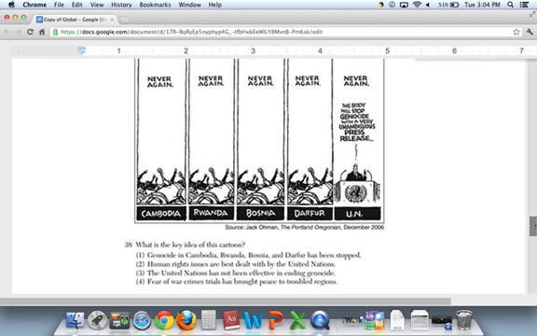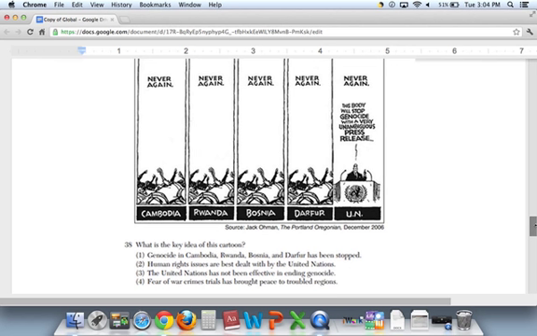Okay, number 38. So this is a political cartoon again, saying Cambodia, never again, Rwanda, never again, Bosnia, never again, Darfur, never again, and then there's the UN stating, never again, this body will stop genocide, with a very ambitious press release. So number 38, what is the key idea of this cartoon?